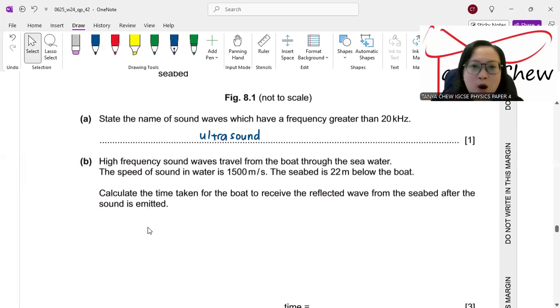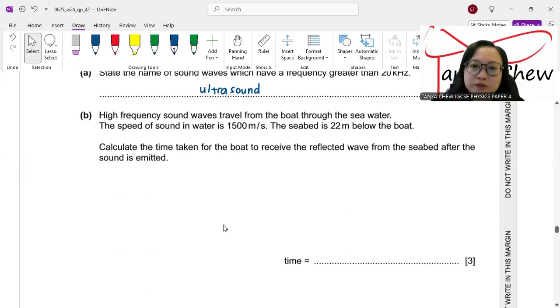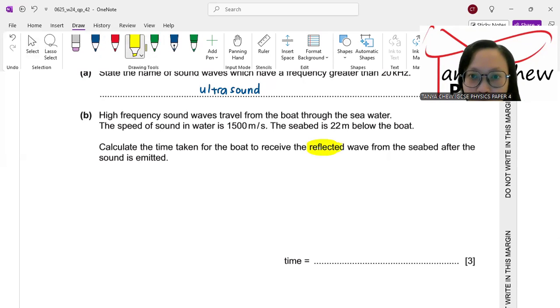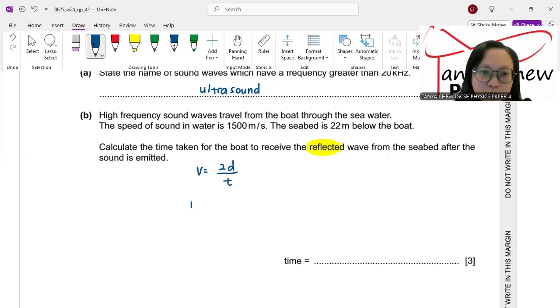B, high-frequency sound waves travel from the boat through the sea water. The speed of sound in water is 1,500 meters per second. The seabed is 22 meters below the boat. Calculate the time taken for the boat to receive the reflected wave. Whenever you see this word reflected, always write down the equation of speed as 2 times the distance, because the sound must travel to and fro, per time taken. So speed is 1,500, distance is 22, time. So time is 44 divided by 1,500. That is why you get 0.029 seconds as the time.